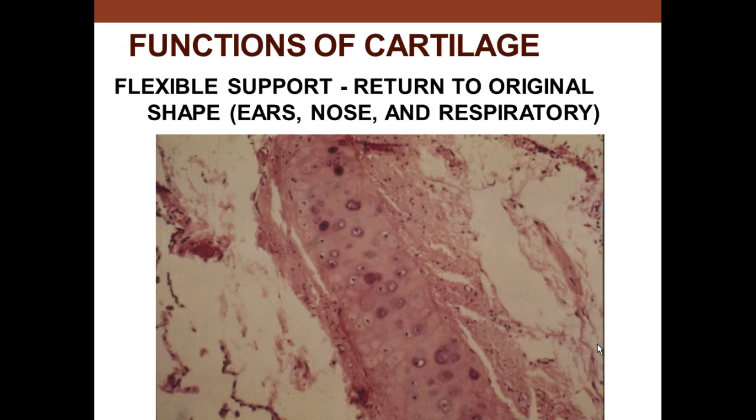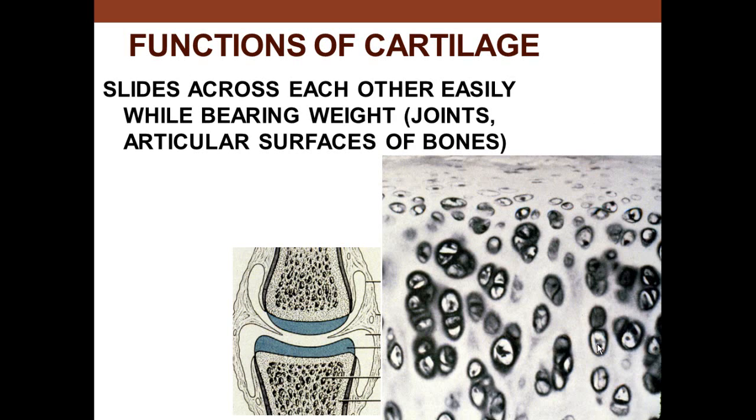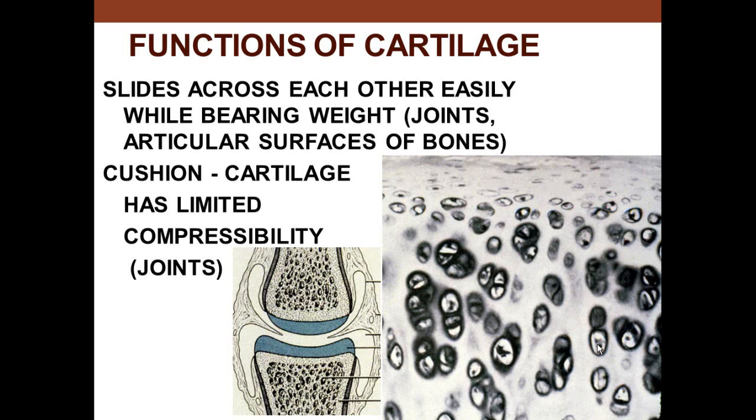Now, the function of cartilage is flexible support. It returns to the original shape. You can fold up your ear and it pops right back because it has elastic cartilage in it. The nose and respiratory system too. So it's flexible support, not rigid but flexible. Also, it slides across each other easily while bearing weight, like in joints or the articular surfaces. It's somewhat compressible, so it cushions the weight on the bones by having cartilage at the end of the bones. There are no nerves in cartilage, so there's no pain whenever you compress the cartilage.